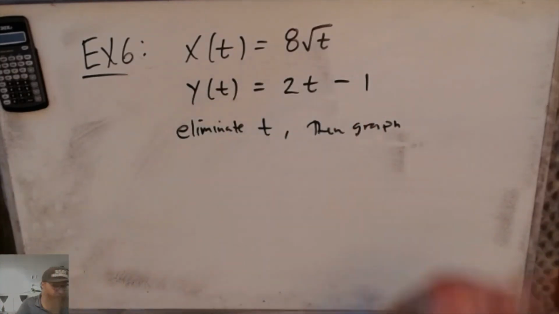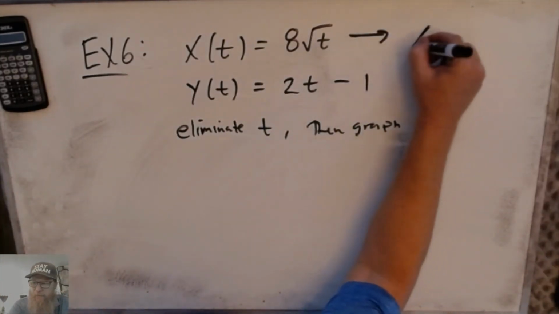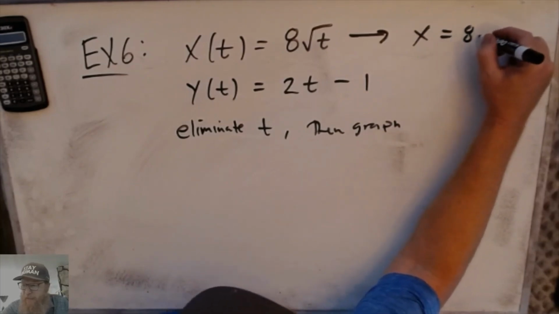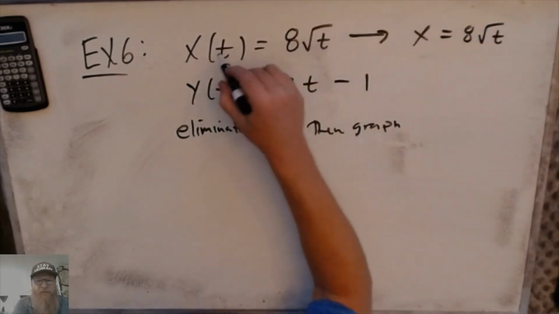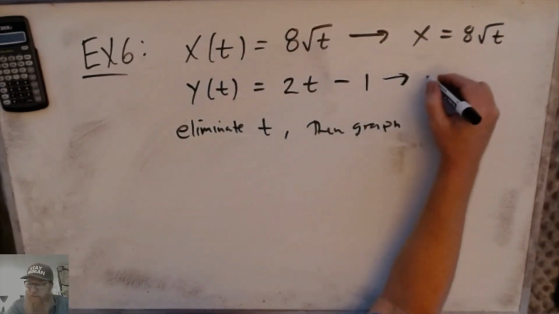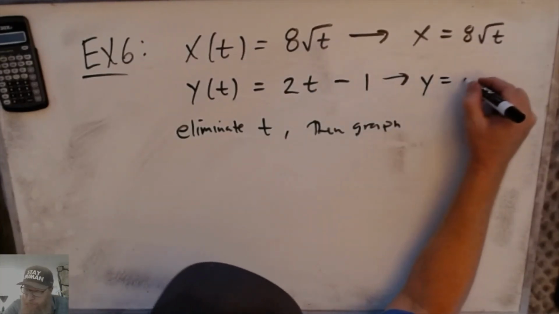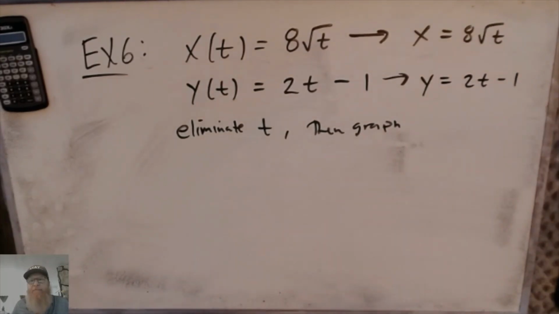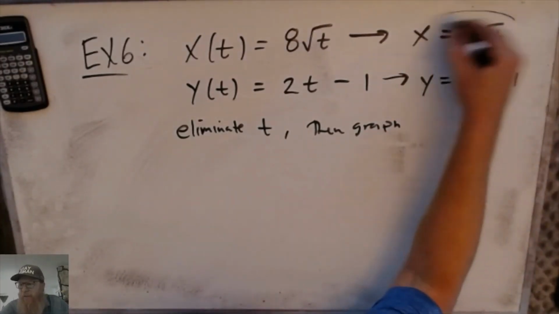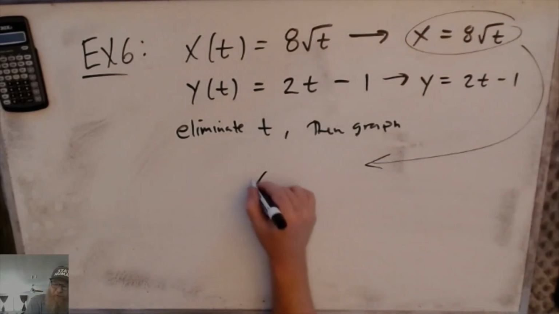So, same basic idea. Get rid of your t. First, I just get rid of the function notation. You can't just cross out the t on the right-hand side. That's too much of a leap. All right. Pick one of these equations and solve it. I usually pick x first.